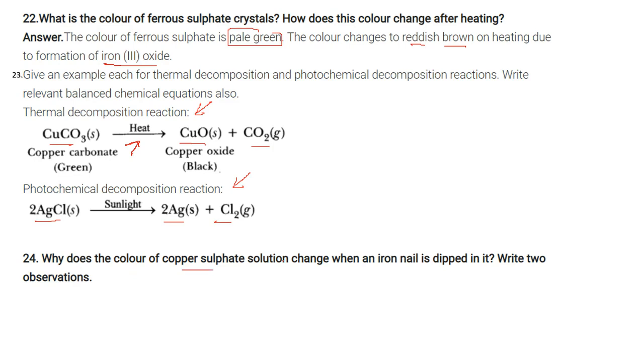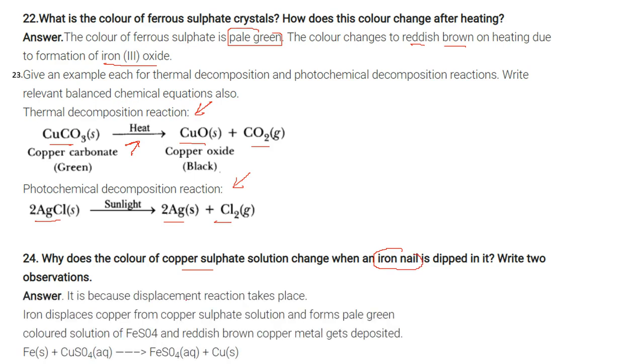Why does the color of copper sulfate solution change when an iron nail is dipped in it? Right to observation. So what happens here is there is a displacement reaction taking place. This is iron Fe and this is copper sulfate. So Fe is replacing copper here. So copper is replaced by Fe, that is iron. So iron displaces copper from copper sulfate solution and forms a very pale green color solution, which is FeSO4, and then a reddish brown copper metal gets deposited.